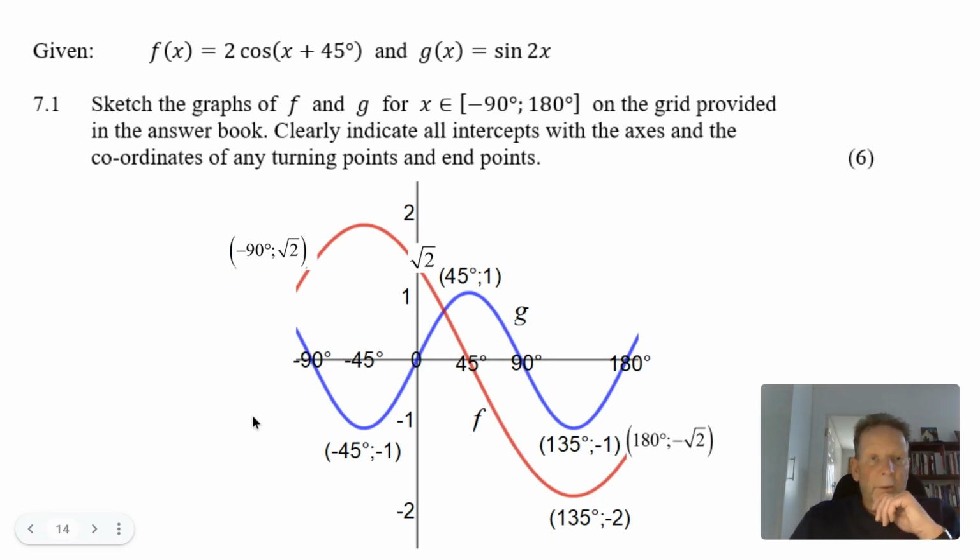Okay, we're going to sketch this graph: f of x equals 2 cosine of (x plus 45), and g of x equals the sine of 2x. Now, how would you go about it? Well, if you've got a computer, you type it in, and it makes all these nice curves.